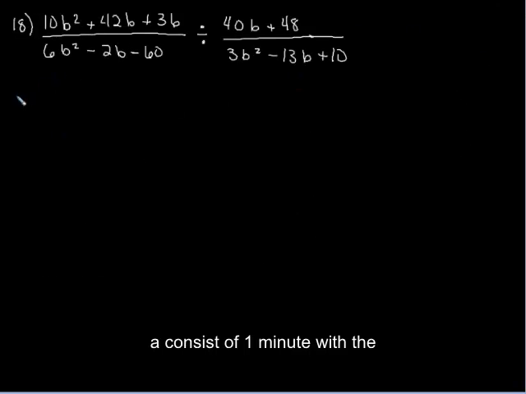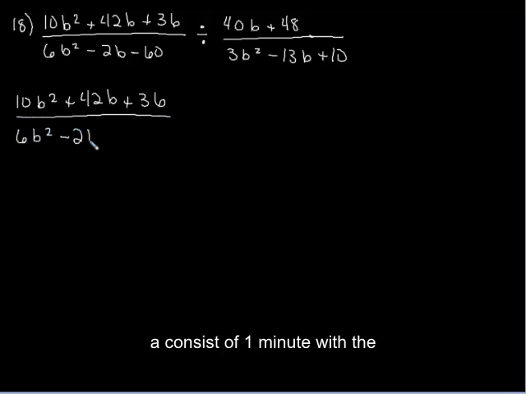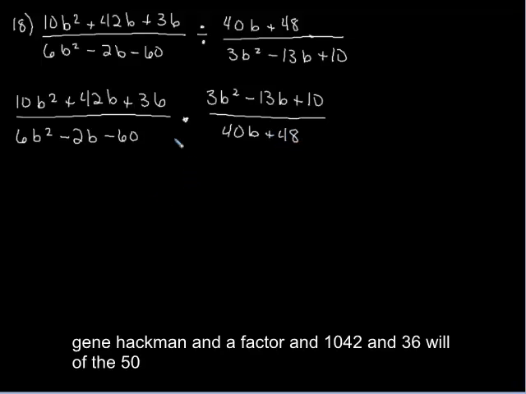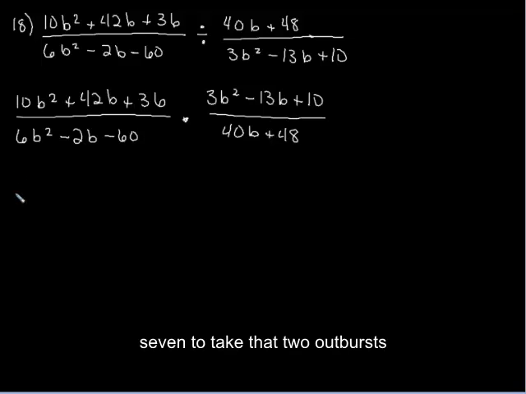Okay, so step 1, I'm going to flip it. Okay, now I'm going to factor. 10, 42, and 36 will all divide by 2. So I'm going to take that 2 out first to make my factoring easier.